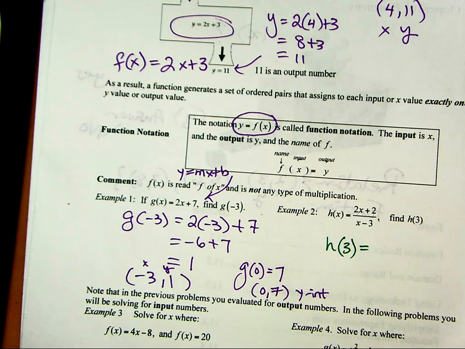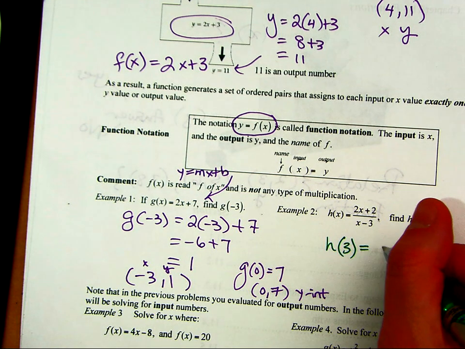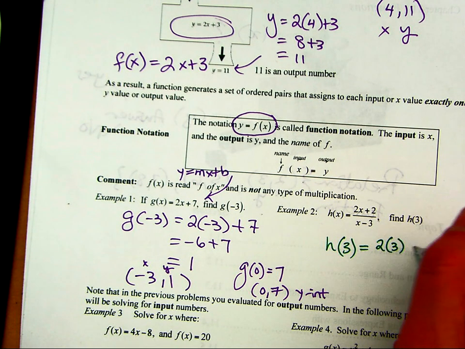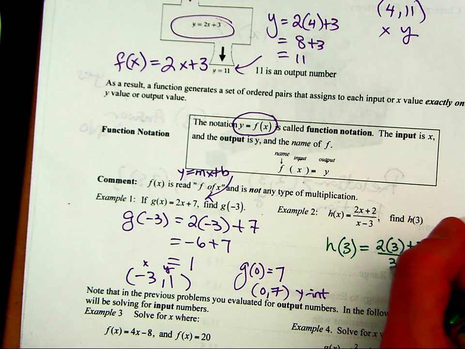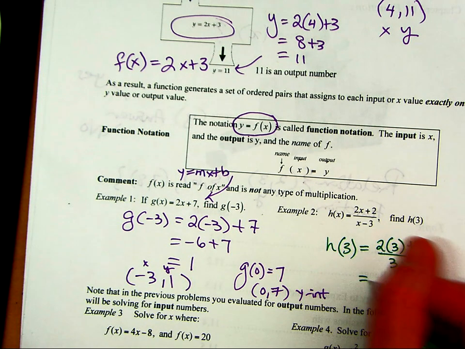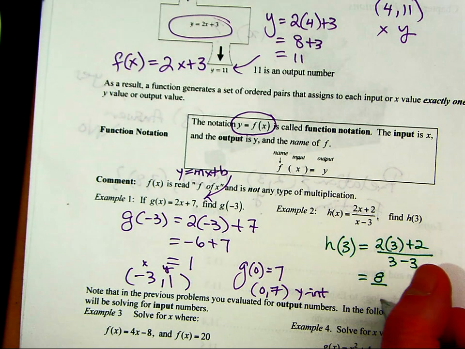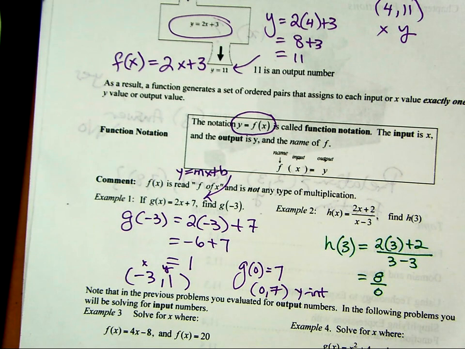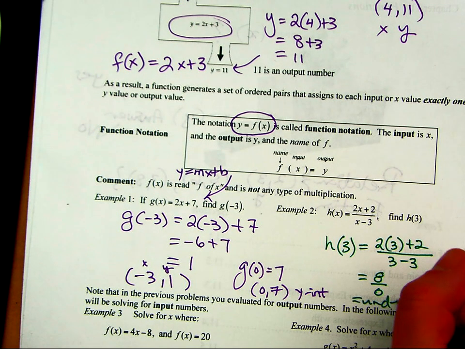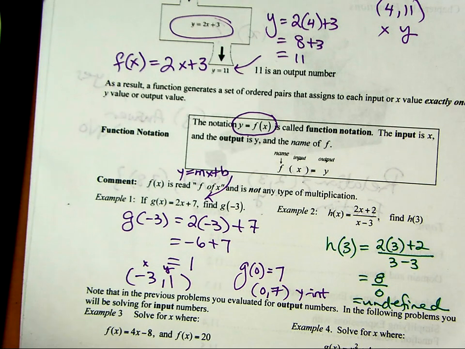Now, what should I do with that 3 now that I'm plugging it in? That's my input. It's going to do what? Yes. All the x's get replaced with 3s. So we have 3 minus 3. And can you already predict what's going to happen? You have 6 plus 2, that's 8, over 0. What happens when I divide by 0? What's the answer there? It's undefined. Because you cannot divide by 0.